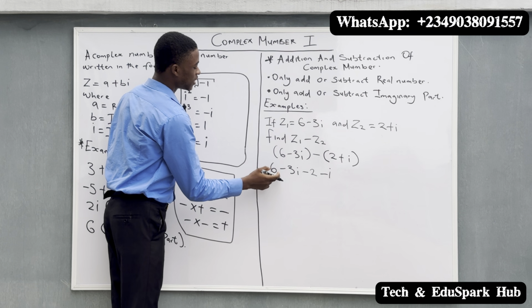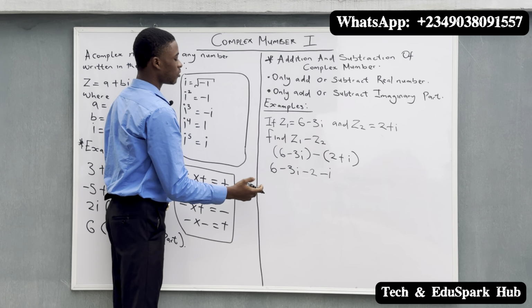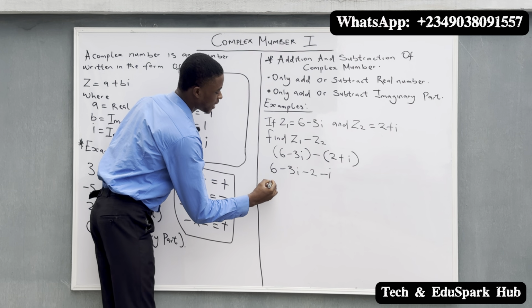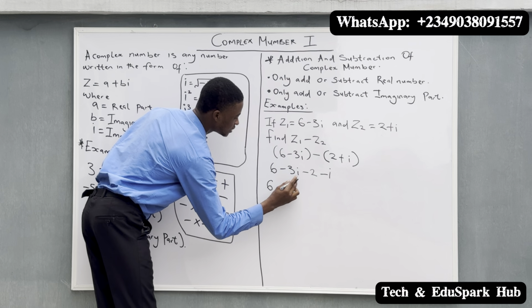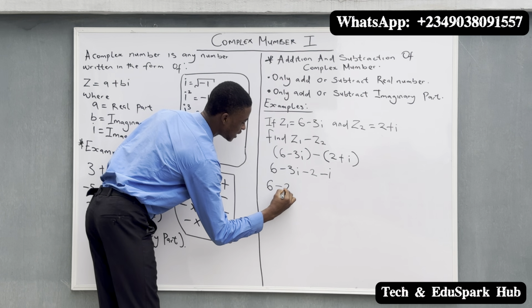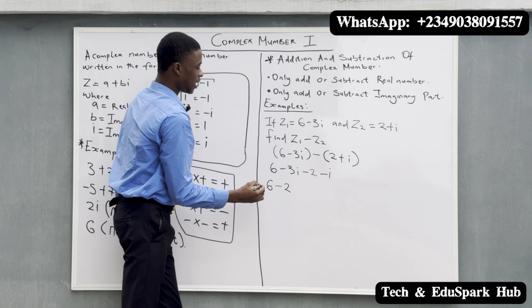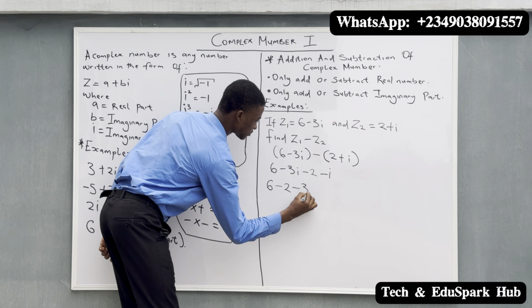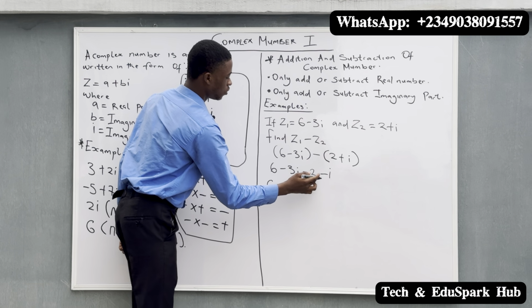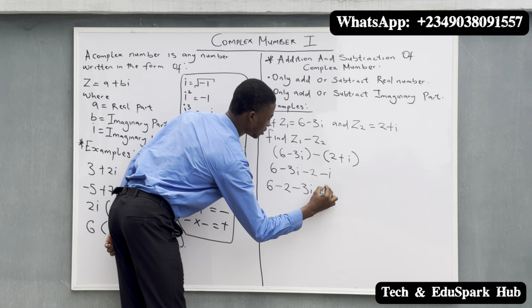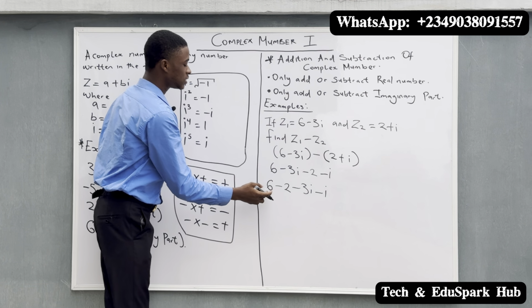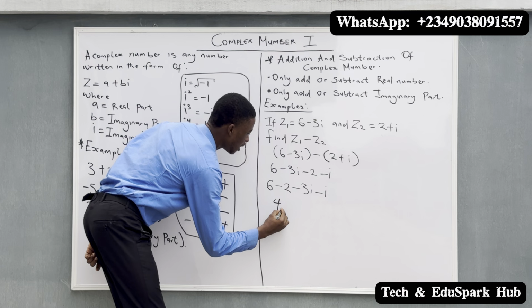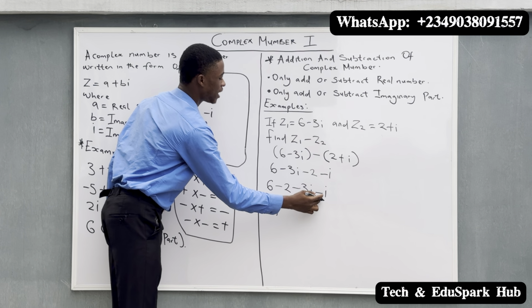So this way, we can only add or subtract real numbers and only add or subtract imaginary numbers. So we can't say 6 minus 3i will give us 3i. That is not correct. So we have to collect like terms by writing 6 with this real number, saying 6 minus 2, because it is minus that is in front of this real number. And we can say minus 3i, also minus i. So this way we have collected our like terms and we can easily subtract. So 6 minus 2 will give us 4. And also minus 3i minus i will give us what?